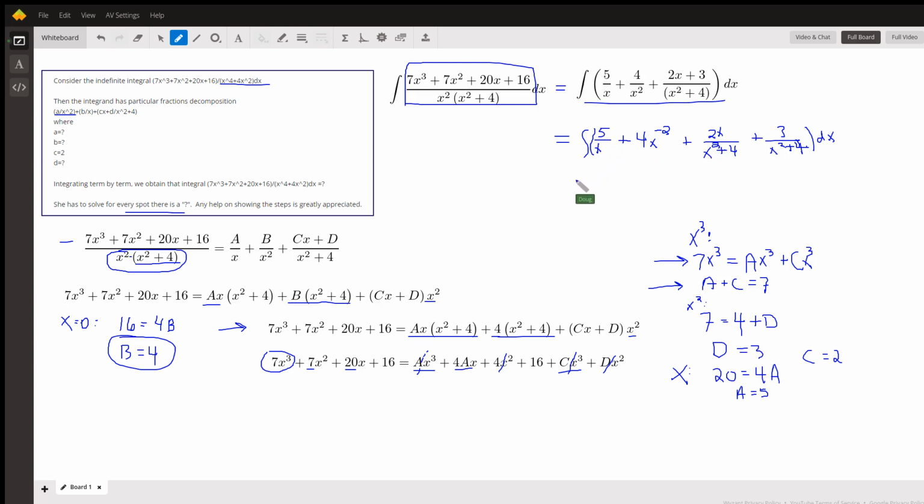The antiderivative of 5 over x, of course, is 5 ln of x. For this term, we'll raise the exponent by 1 and multiply by the reciprocal of the new exponent. So probably negative 4x to the minus 1, or negative 4 over x. Here, substitution, let u equal x squared plus 4. We'll get another ln there. And here we'll probably use the antiderivative of inverse tangent. I'll leave that to you.